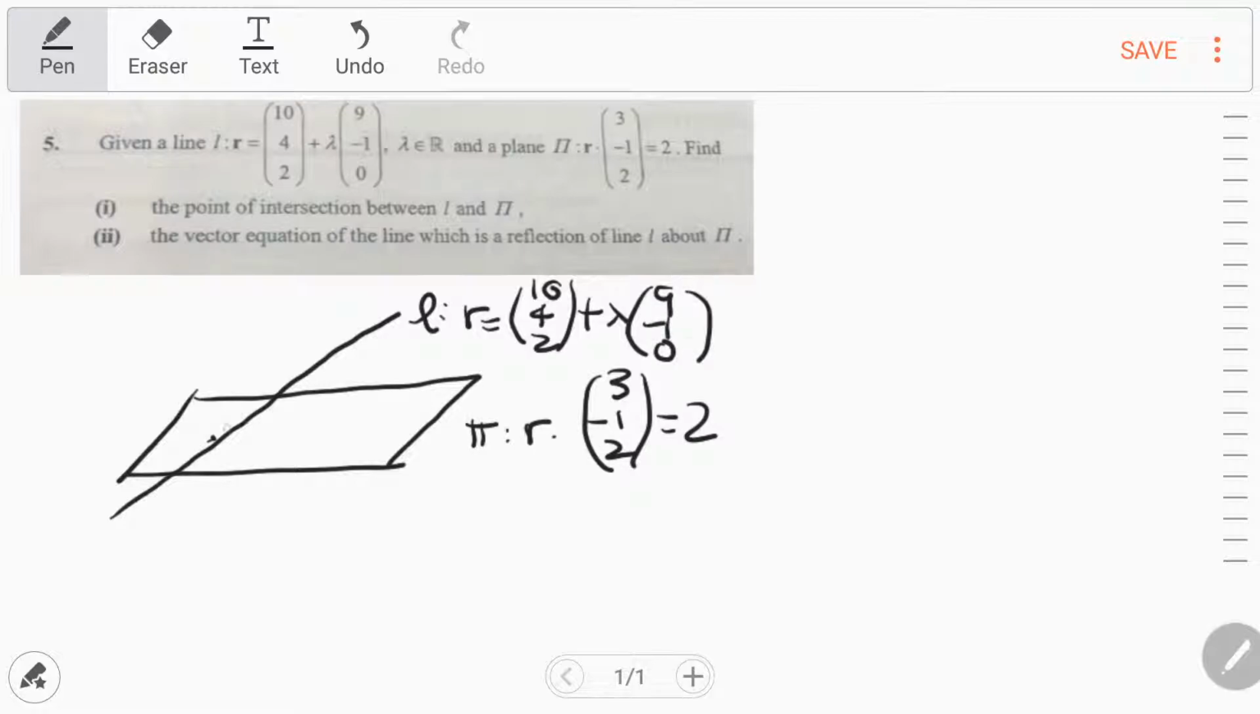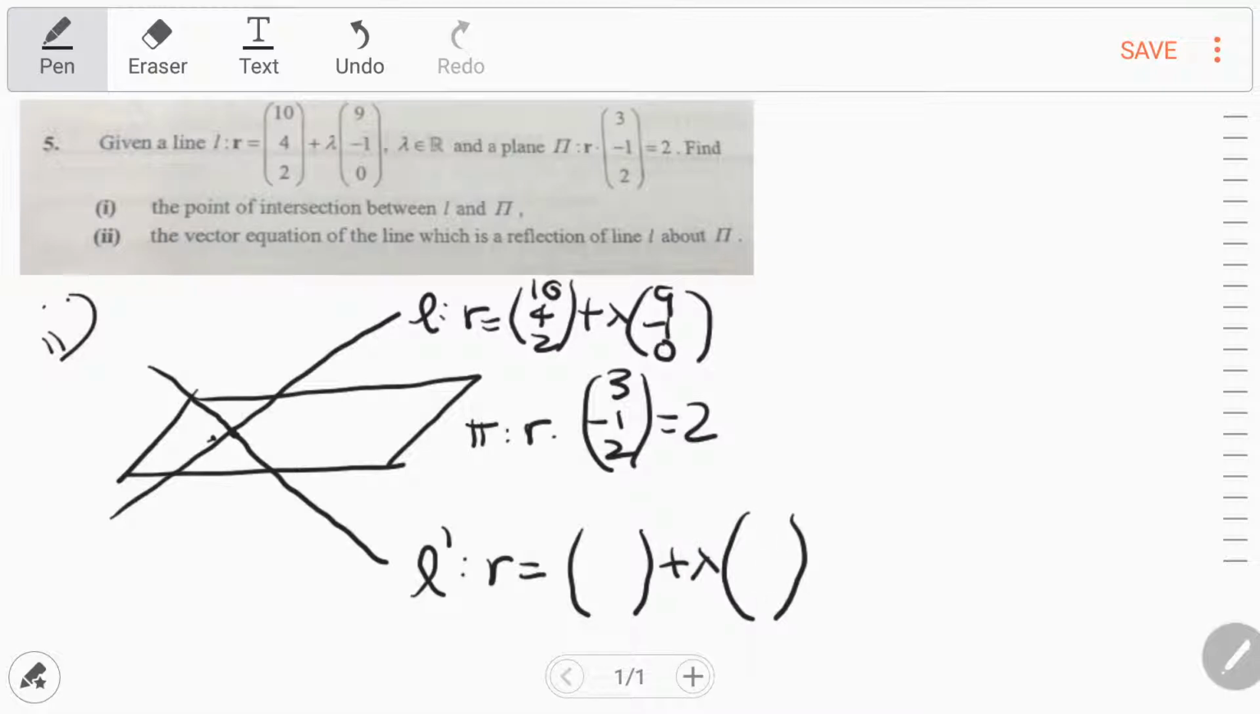So in part 2 we want to find the vector equation of the line which is a reflection of line L about plane pi. So this is the reflected line, r equals, we need to find the position vector and the direction vector. For the position vector, I can choose any point on this line, but the most convenient point to find would be the point of intersection between the line and the plane.